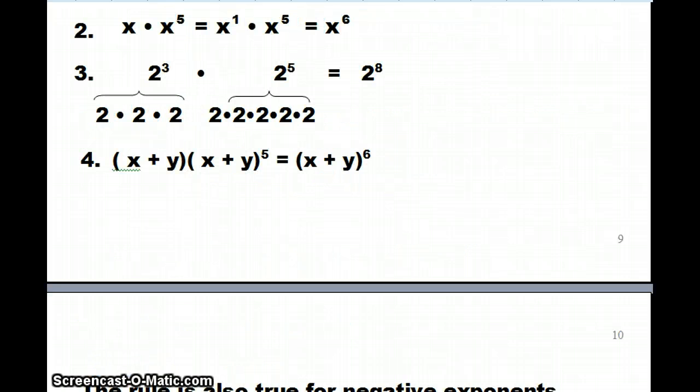On example number 2, we have x times x to the fifth. This is really x to the first times x to the fifth. We add the 1 and 5 together and get x to the power of 6.